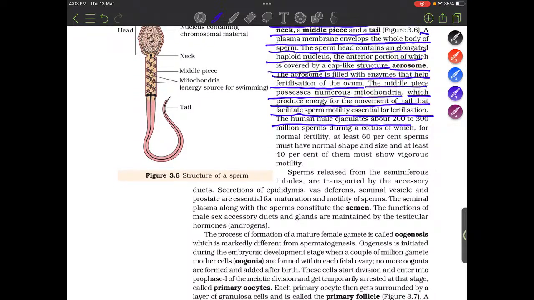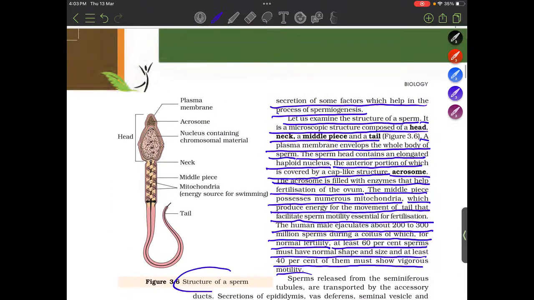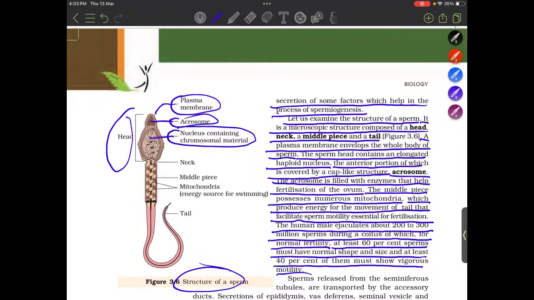The human male ejaculates about 200 to 300 million sperm during coitus, of which for normal fertility at least 60% of sperm must have normal shape and size, and at least 40% of them must show vigorous motility. Here is the structure of sperm. So this is the head, this outer layer is the plasma membrane, this is the acrosome, this is the nucleus containing chromosomal material, this is the neck, this is the middle piece, these are mitochondria, the energy source for swimming, and this is the tail.